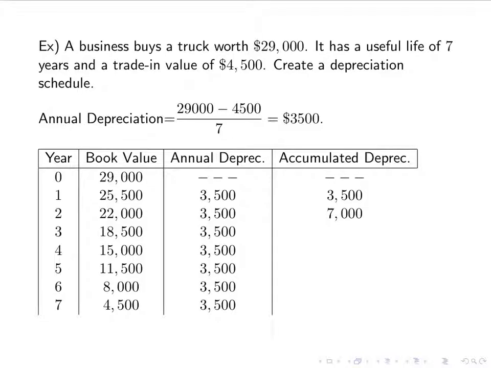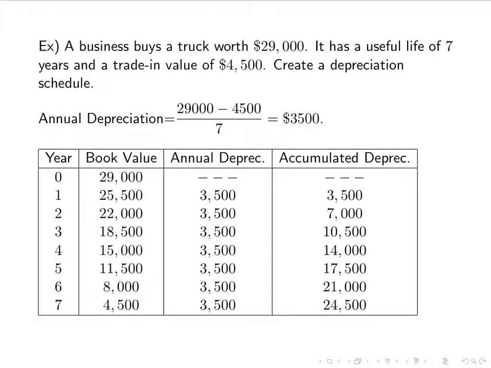So for year 2, I've depreciated in total $7,000. Year 3, $10,500. Year 4, $14,000. Year 5, $17,500. 6, $21,000. And 7, $24,500. And again, I can check this by going to any year. So year 4 is $15,000 plus $14,000, my original cost of $29,000. Yes. And again, I'll check with year 7 is $4,500 plus $24,500, $29,000. Yes, I did it correctly. I'm good. I can move on.